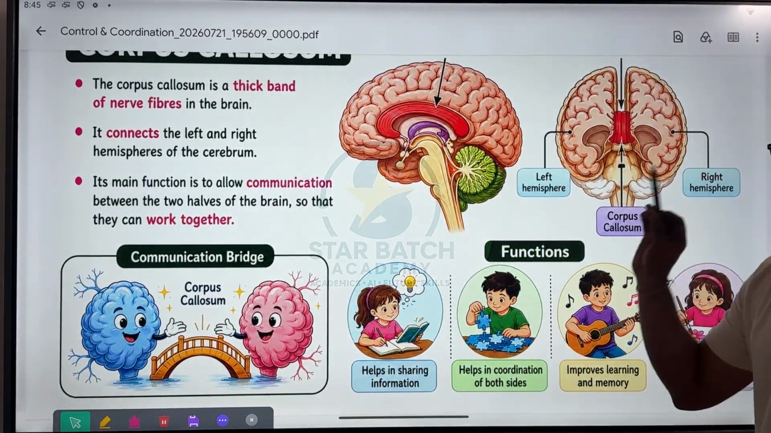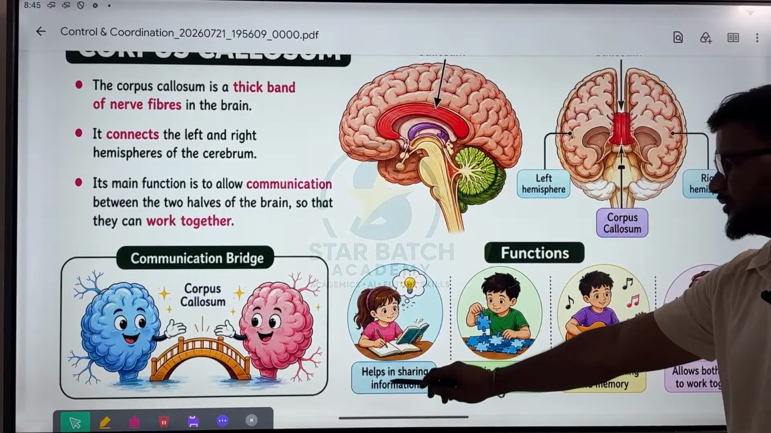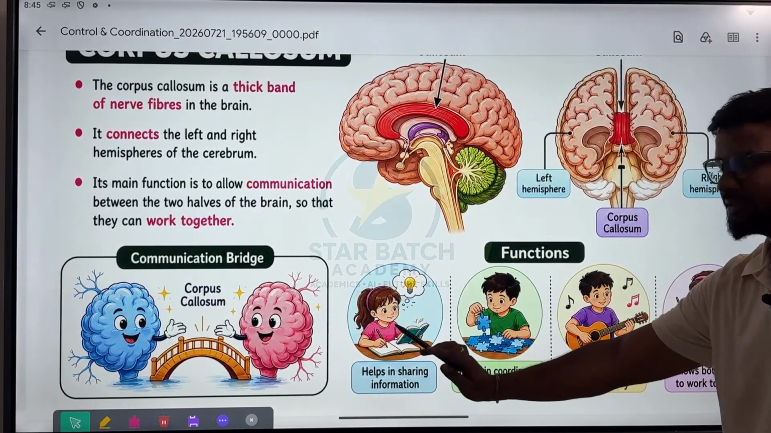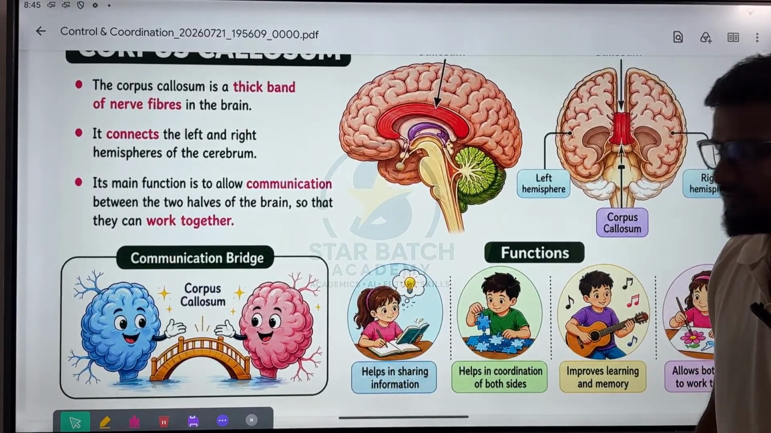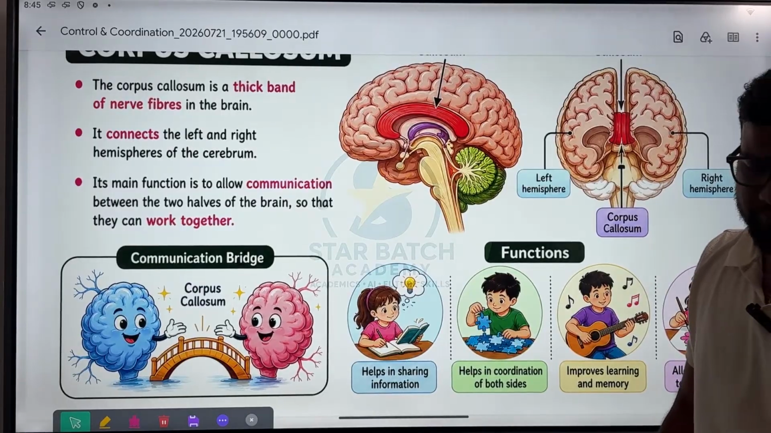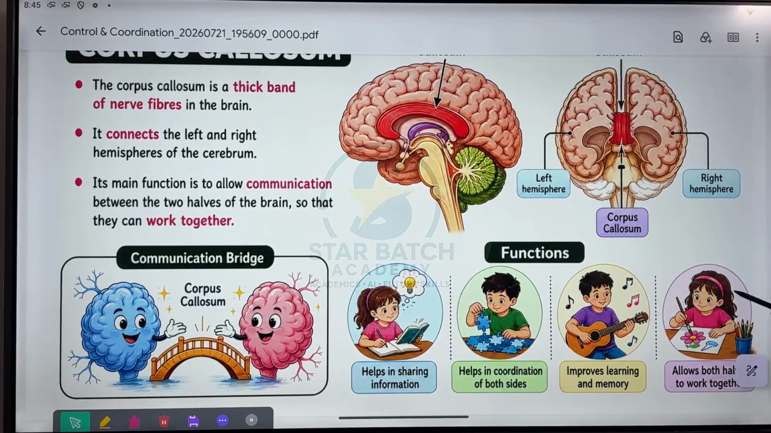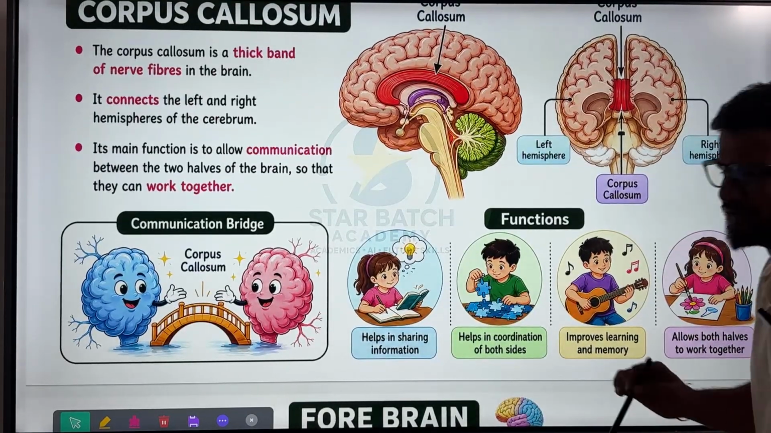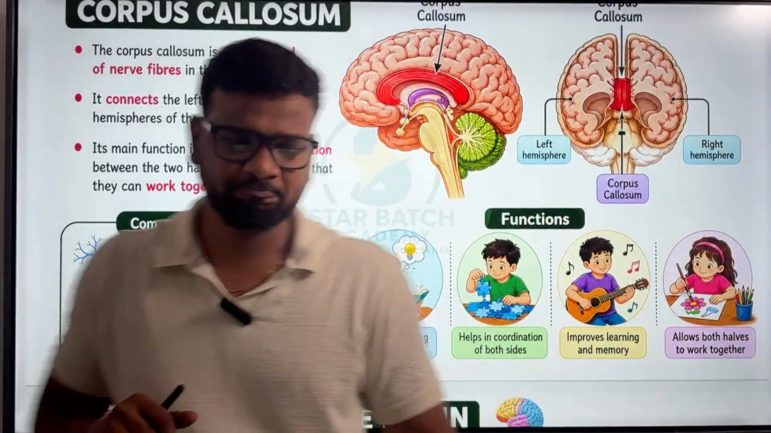See, what are the functions of corpus callosum? First, communication bridge. Then helps in sharing the information, helps in coordinating of both side, improve learning and memory. Allow half of the brain to work together. Sorry guys.